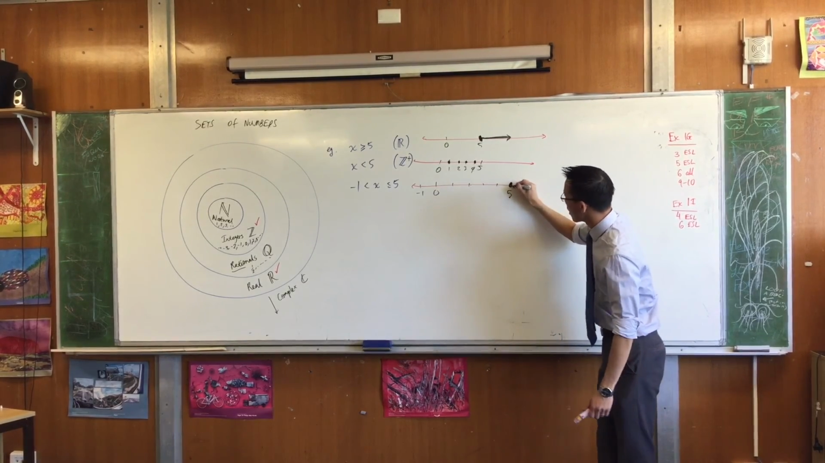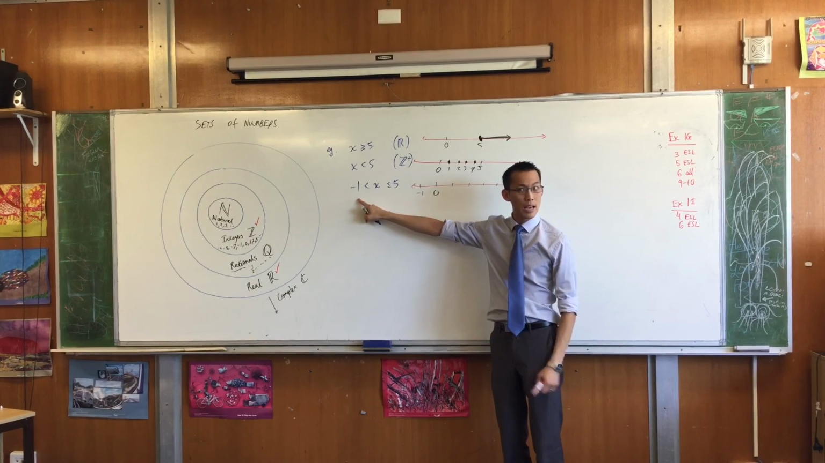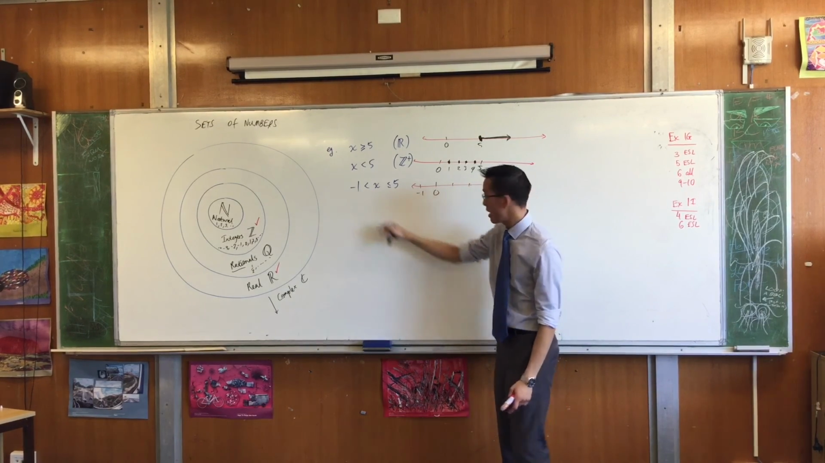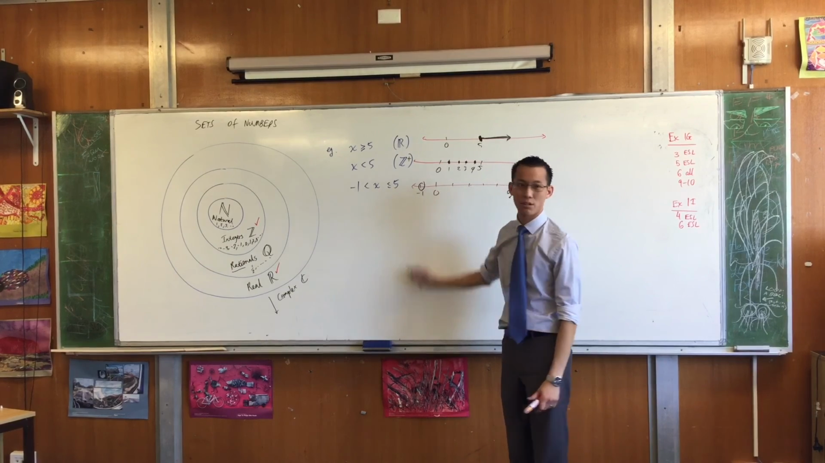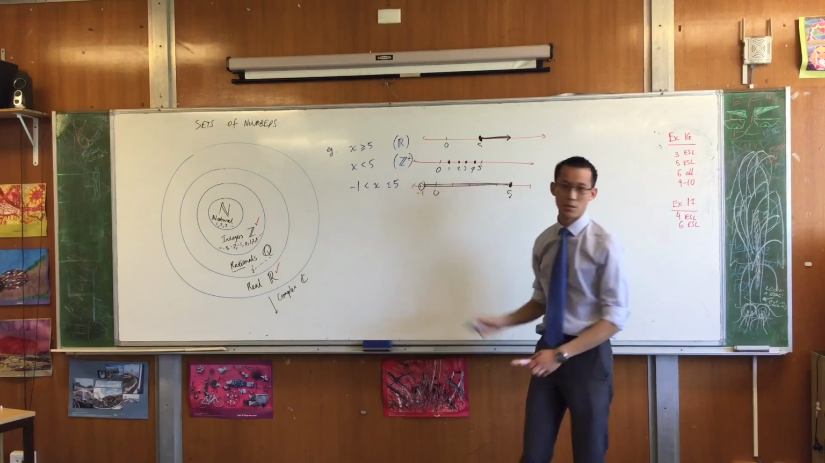This is a filled circle, but look at that boundary. Is -1 included? No, it's not because there's no little line there. So I'm going to put a hollow circle there, and then I'm going to join up everything in between. Okay?